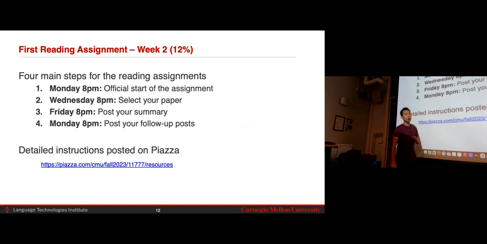Some main timelines every week for the weeks which we have reading assignments. Monday 8 p.m., we're going to release the papers. That's going to be the official start of the assignments. By Wednesday, you would have at least skimmed through the papers, chosen the one you're most interested in, and used the Google Sheet to coordinate with the other students which paper you're going to choose. By Friday, read your paper in depth and write your summary. Over the weekend, by next Monday, look at the other three papers, reading the other summaries from students and writing any follow-up posts, any questions, discussions about the other papers. Again, detailed instructions on Piazza.